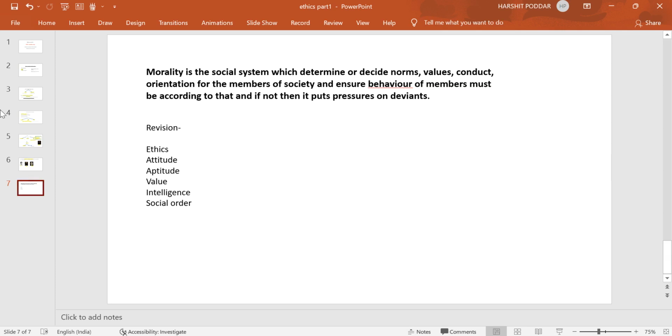Now, as an end to that video, we are trying to define morality. Morality is a social system which determines the norms, values, conduct, and orientation for the members of the society, as well as ensures that the behavior of the members must be according to that social order. And if behavior is not according to that, society also puts pressure on deviants. This is the very simple definition of morality that you can understand.